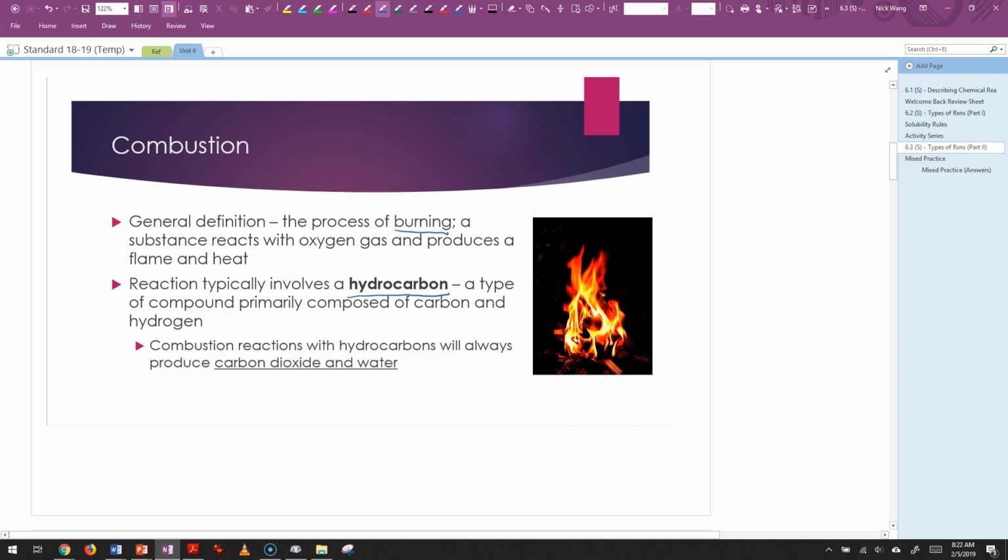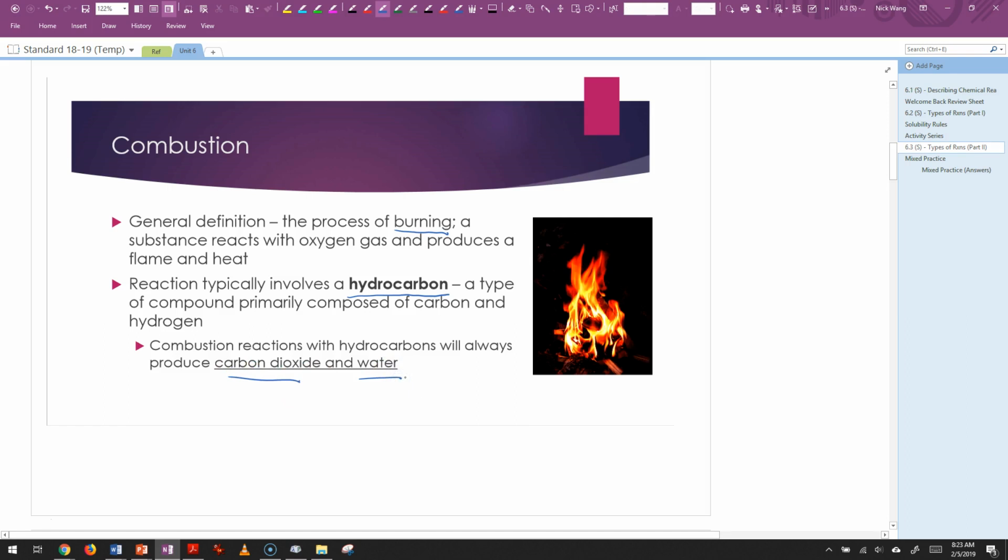Before I go any further, you can probably guess what kind of elements are involved in a hydrocarbon. Hydro probably referring to hydrogen, and carbon referring to carbon. So those compounds that contain just hydrogens and carbons, or are primarily composed of carbons and hydrogens, will undergo combustion. A third type of element that might show up would be oxygen within the compound, but again, typically it's going to be lots of C's and H's. When you have combustion reactions with hydrocarbons, you're always going to have two products. It'll always be carbon dioxide and water.